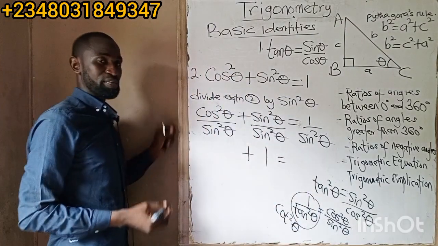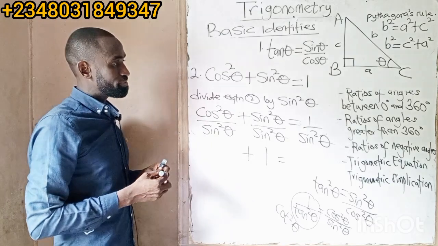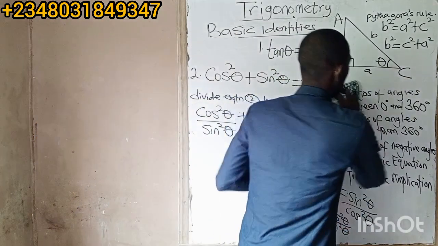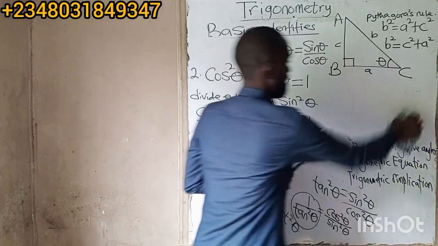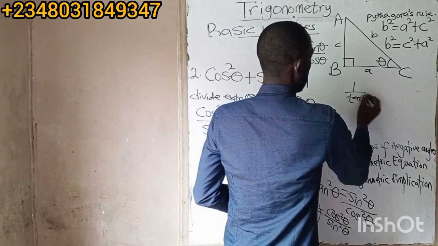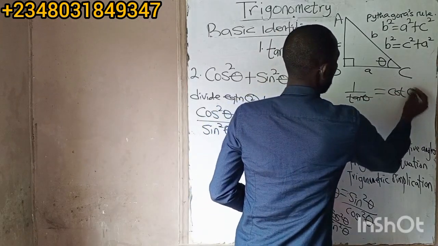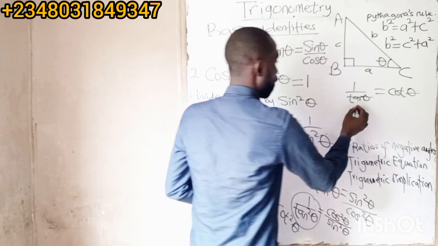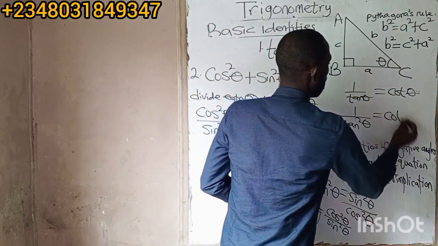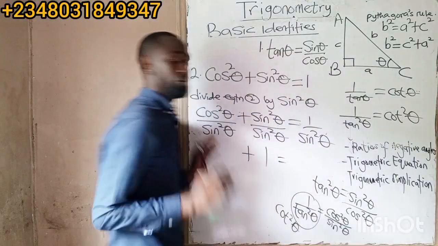I hope you understand what I'm trying to explain here. Because the inverse of tan, 1 over tan, is cot theta. What will now be 1 over tan square theta? It just gives us cot square theta. Is it clear?